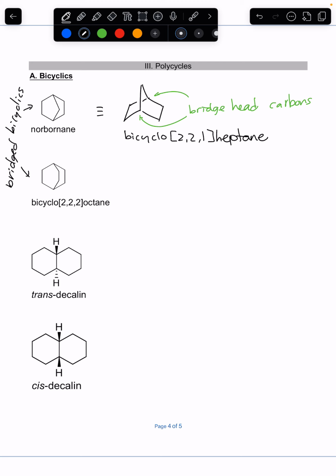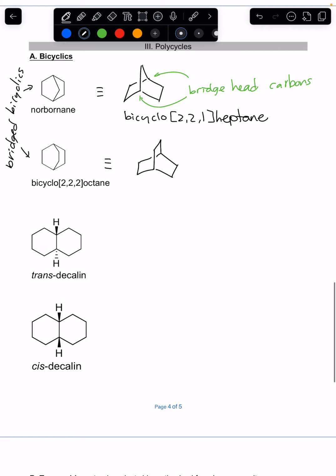Okay. Now this would be bicyclo 2, 2, 2 octane, because there's 8 carbons total, and each bridge has 2 carbons in it. This in 3D should look like this. Okay, hopefully that makes sense.